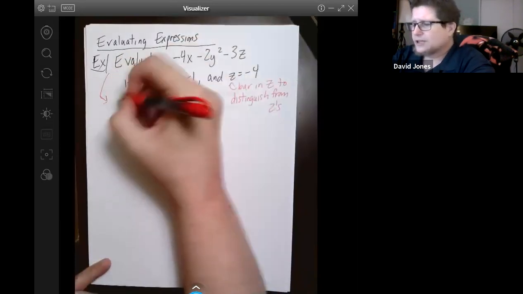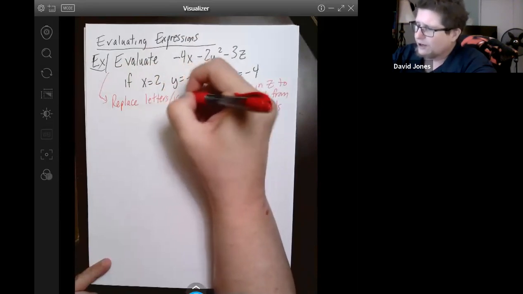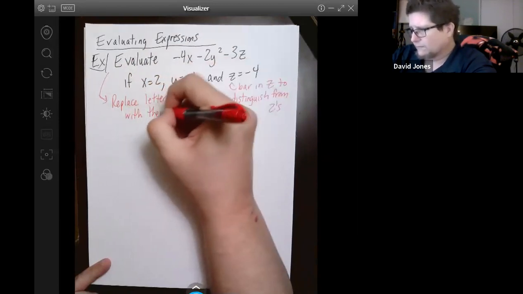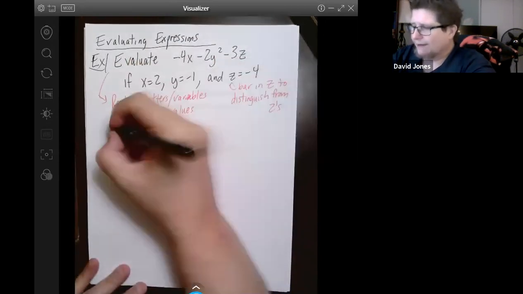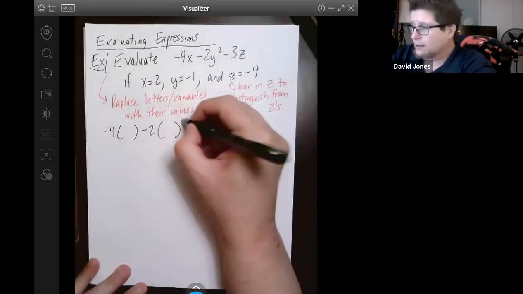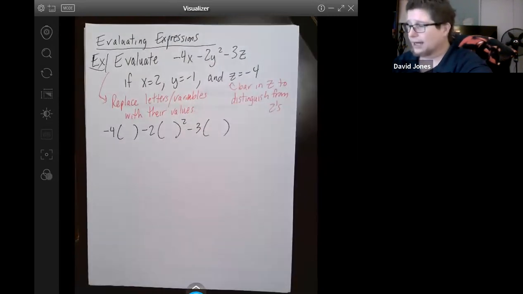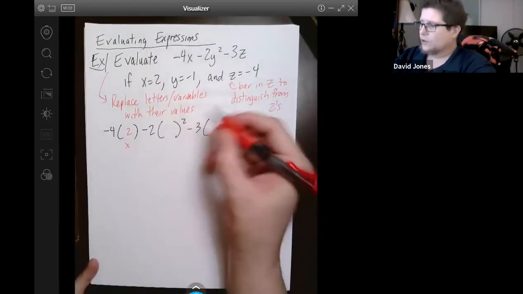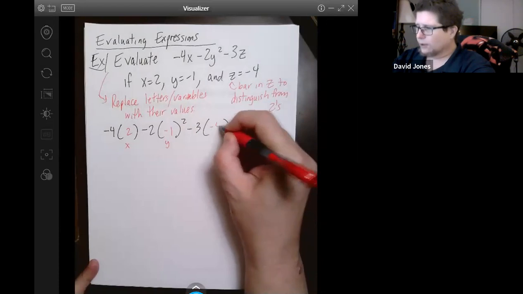What do we do here? Evaluate is replace letters, variables, with their values. So what I'm going to do is everywhere I see a variable, I'm going to put parentheses in. And then I'm going to plug in what I have. The x goes right here, it was 2. The y goes right here, it was -1. And the z goes right here, it's -4.